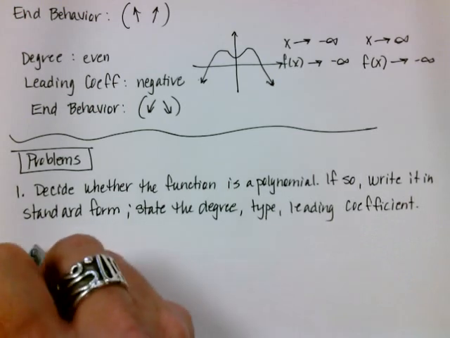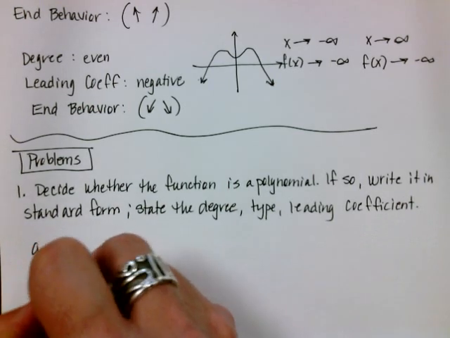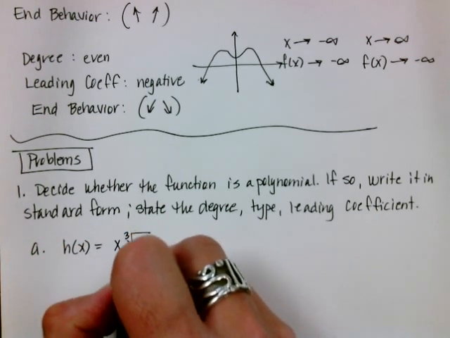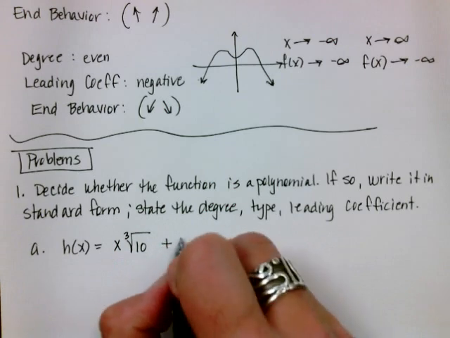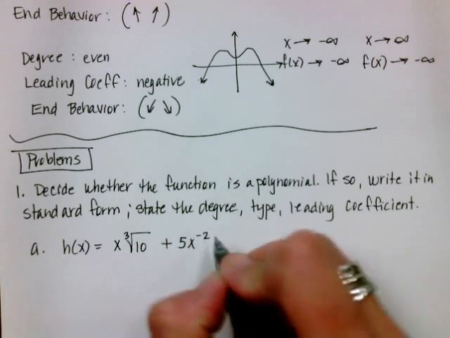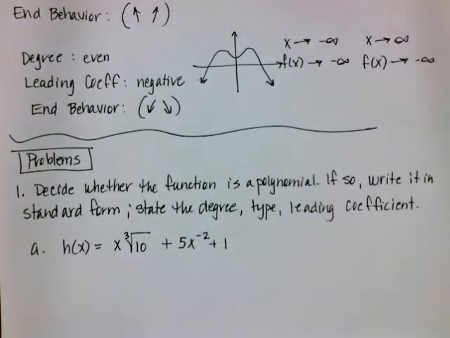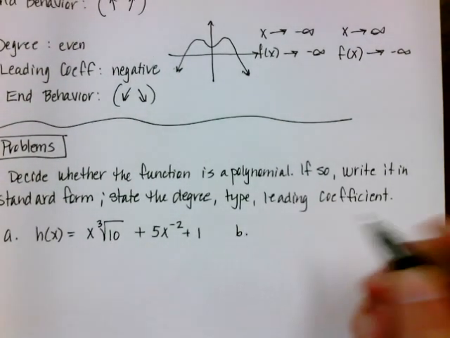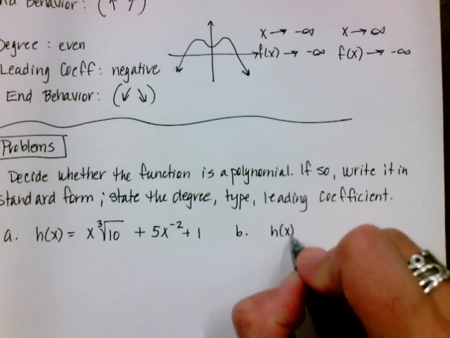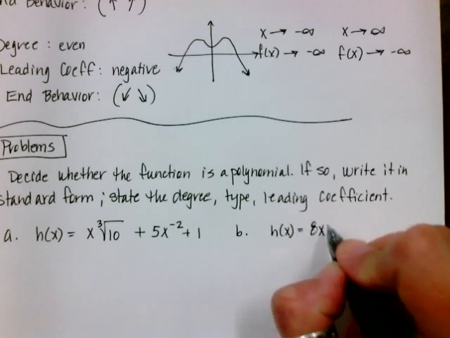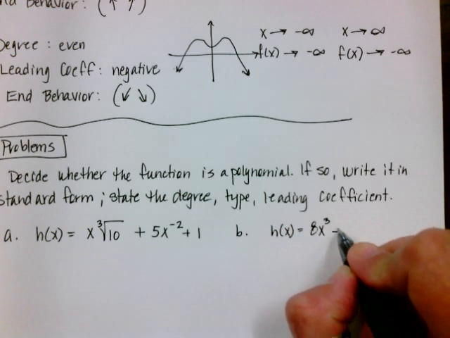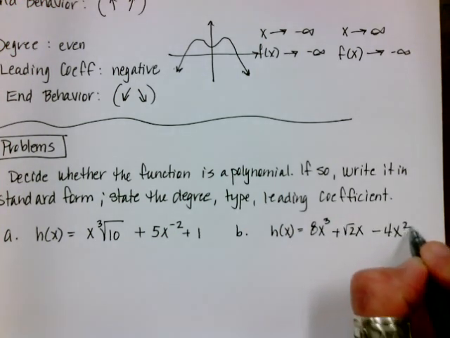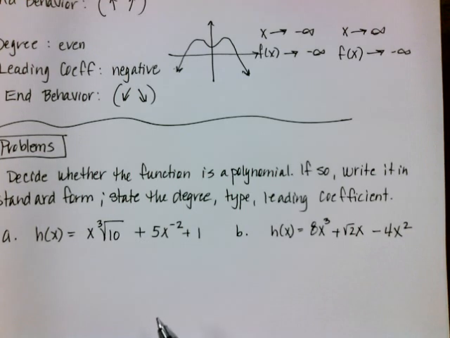Alrighty. Two of these. First one, a, is h of x is equal to x times the cube root of 10 plus 5x to the negative 2 plus 1. Okay. My second one, b, is going to be h of x is equal to 8x cubed plus radical 2x minus 4x squared. All right.